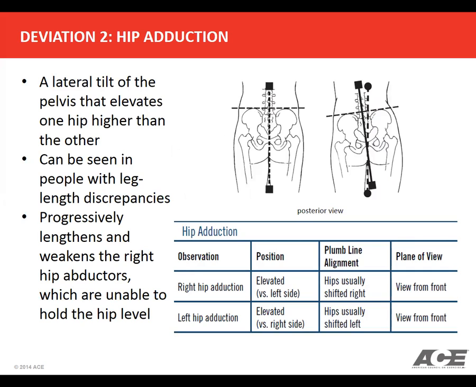Hip adduction. So, lateral tilt of the pelvis that elevates one hip higher than the other. You also hear it called a hip hike or something. A lot of times we'll see it with folks that maybe have one leg longer than the other, or they stand a certain way, or their spine's offline, like you'd see in scoliosis, or there can be a lot of things. Again, some of that can be correctable, some of it can't.